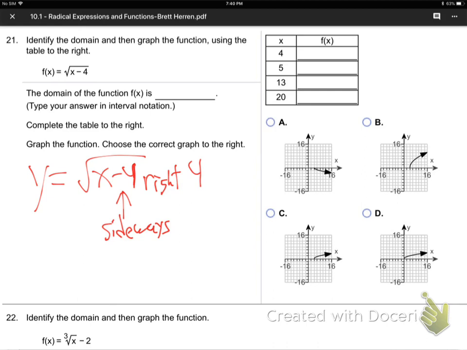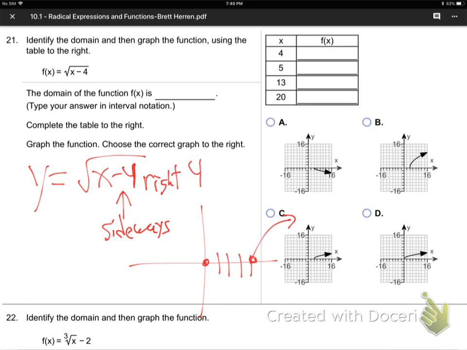Oh, a couple of them look the same. Yeah, so basically it's going to go 1, 2, 3. Normally it's at the origin. It's going to go 4 to the right and go like that. So it could be B or C. B and C both look sort of right. How do I know which one? Well, I'm going to have to find some values. That's why they're giving me the table. So, let's do the domain first.